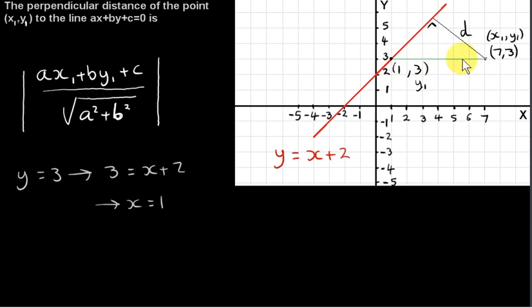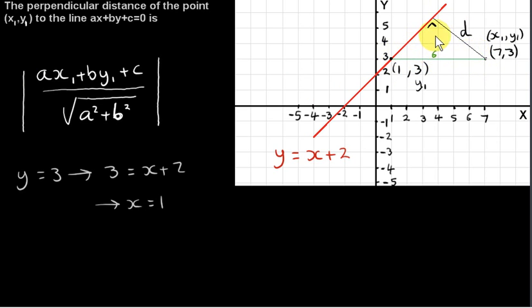So now we can find the length of this line. It's just a matter of subtracting the x coordinates of these 2 points. 7 minus 1 is 6. So this distance here is 6. So we have a side of this right angle triangle.